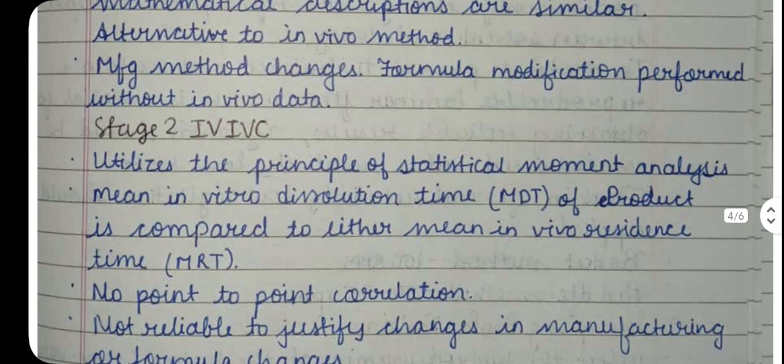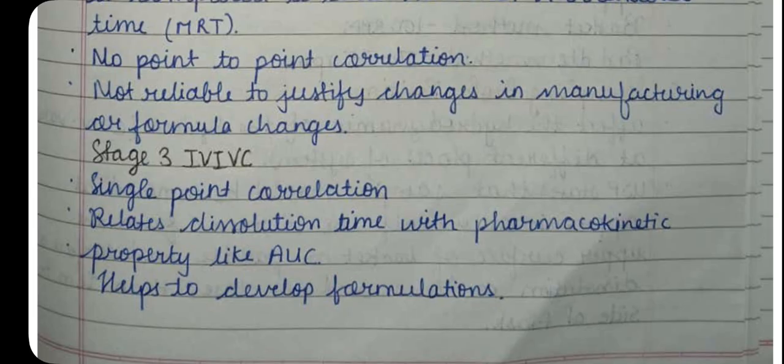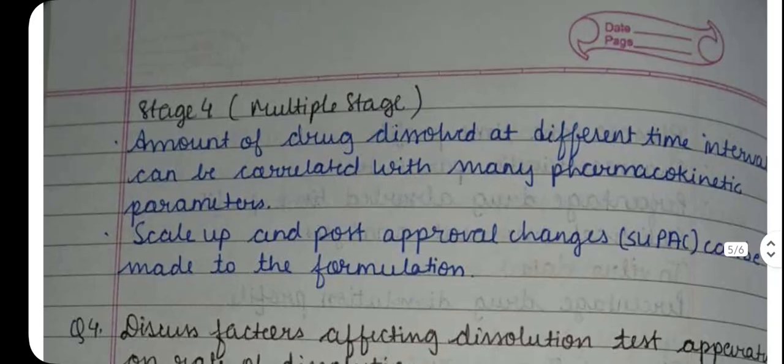Stage 2 utilizes the principle of statistical moment analysis. Mean in vitro dissolution time of the product is compared to the mean in vivo residence time. No point-to-point correlation, not reliable to justify changes in manufacturing or formula changes. Stage 3 is a single point correlation. It relates dissolution time with pharmacokinetic properties like AUC, Cmax, Tmax. It helps to develop formulations.